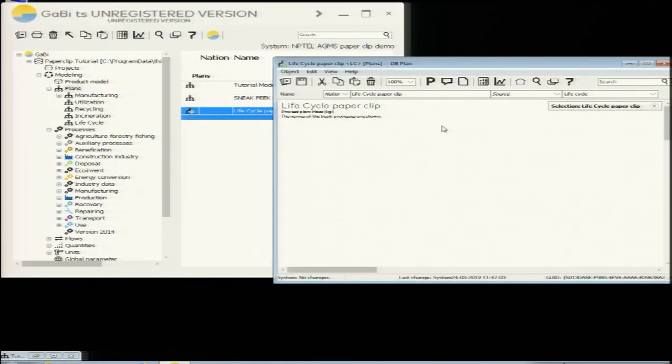The plan framework, or the plan area, is there now. Now in the plan, predefined database models can be added, and also we can define our own model. So we'll do both things.